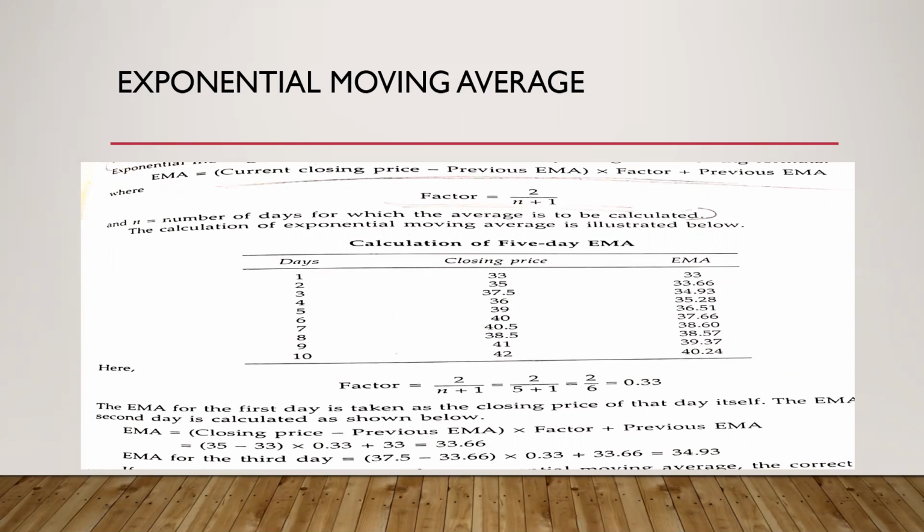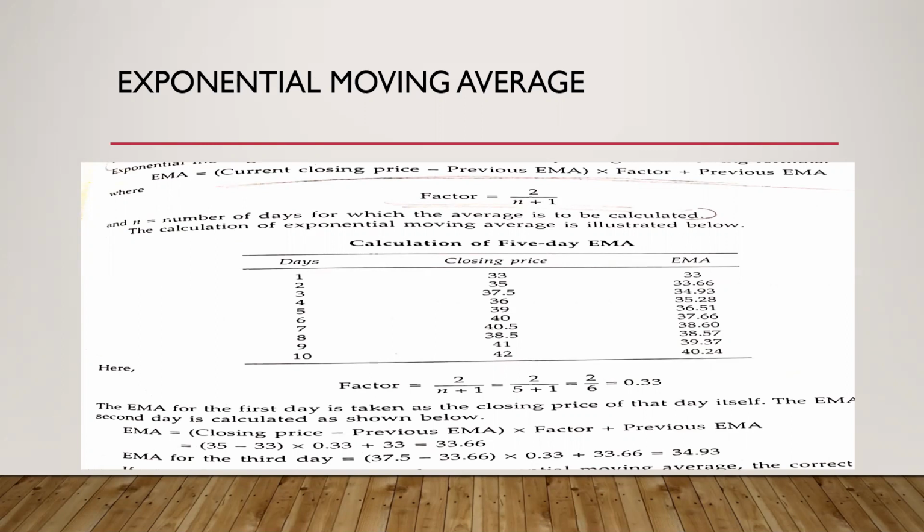We need to calculate the factor, and the formula is 2 by n plus 1. Since this is a 5-day EMA, we are going to take n as 5. If it was 6 days, we would take n as 6, and so on. So the factor in this case is 2 by 5 plus 1, that is 2 divided by 6, that is 0.33 is the factor.